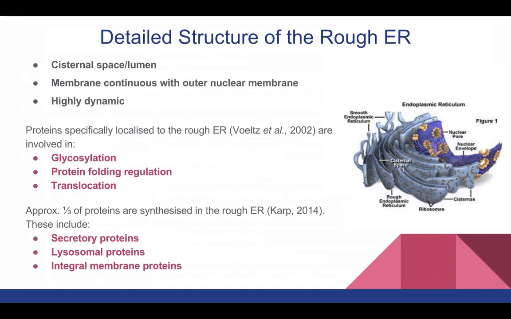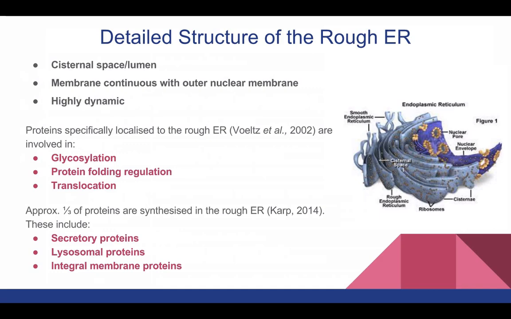The rough ER is comprised of a network of flattened sacs or cisternae, surrounded by a single membrane that is continuous with the outer nuclear membrane. Despite being attached to the nuclear envelope, the ER is a highly dynamic organelle. It is able to undergo division during mitosis and is attached to the cytoskeleton, whilst maintaining its unique structure.